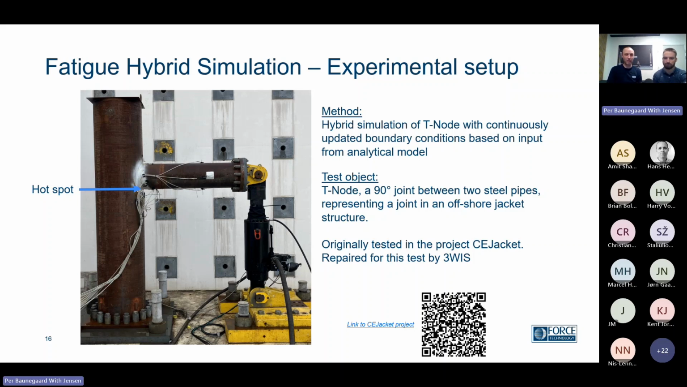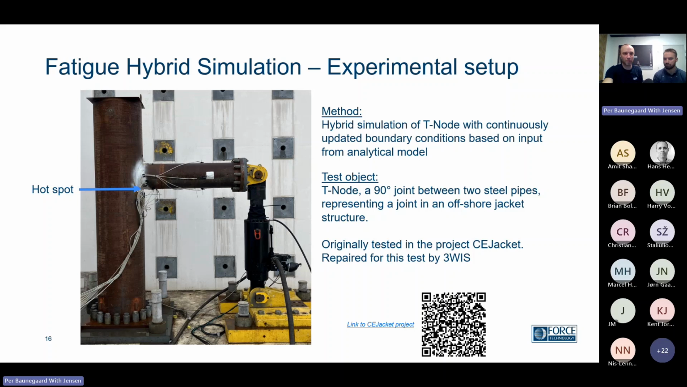But we asked permission, to see if we could reuse one of the T-nodes, and we were given permission. So we had Travis repair the T-node. Because then we could see, okay, in the beginning, we can say original T-node versus repaired T-node. And then once we start to get some changes in the boundary condition, then it becomes a hybrid simulation. And then the repaired part shouldn't matter as much.